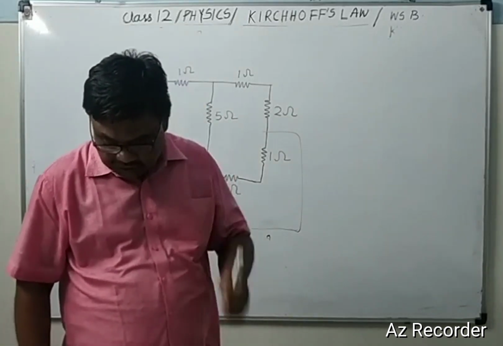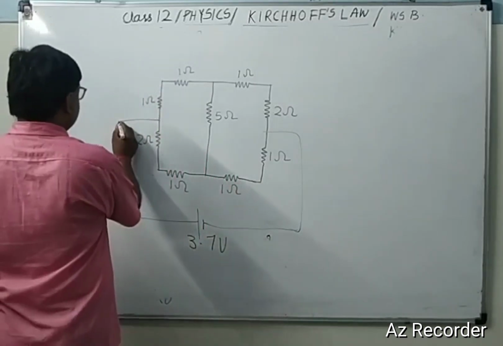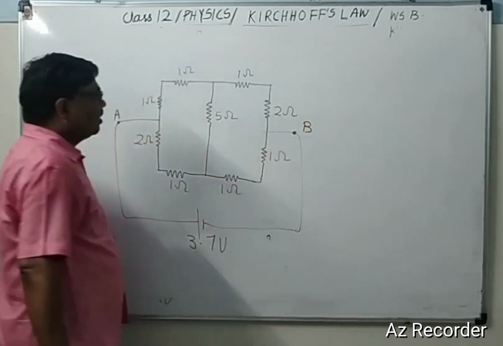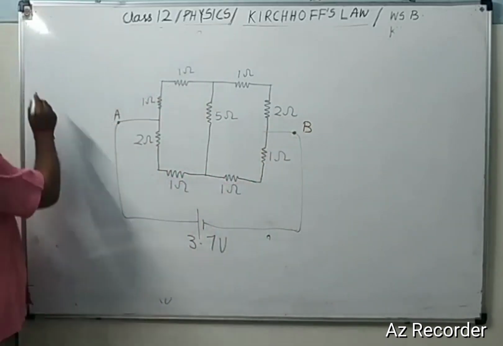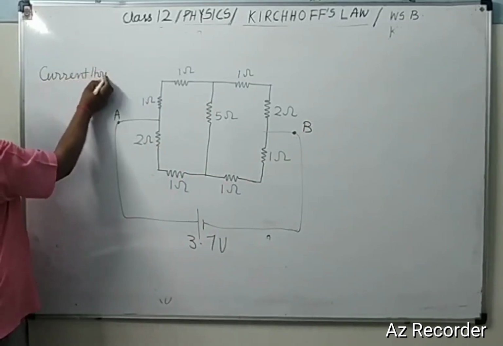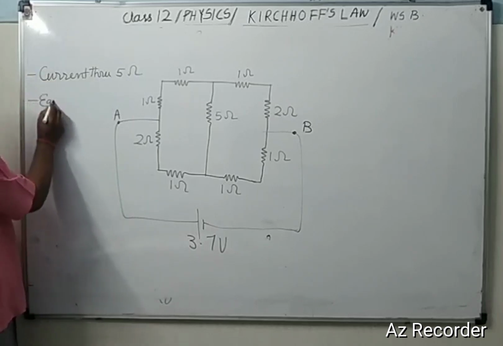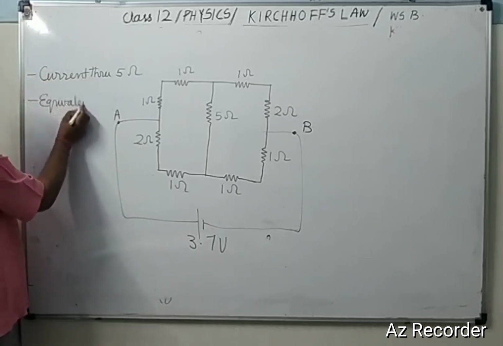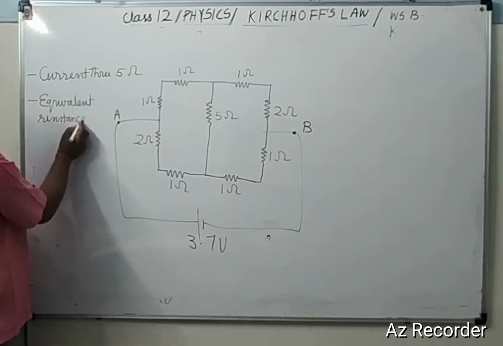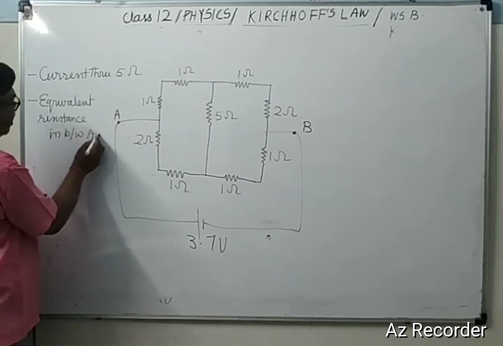Now in this question you have to determine the current through 5 ohm resistance and the equivalent resistance between A and B. Number 1, you have to find the current through 5 ohm resistance. This, and the equivalent resistance in between A and B.